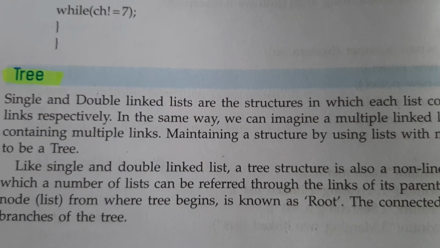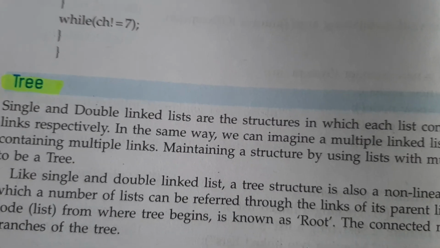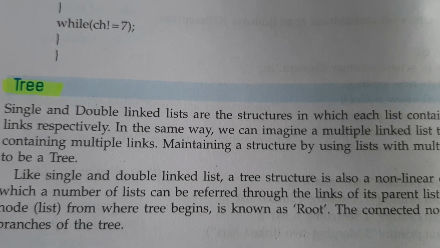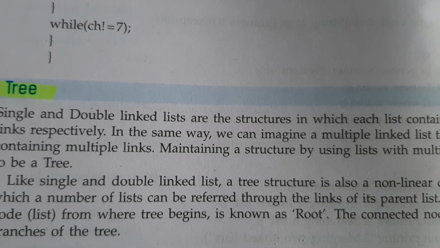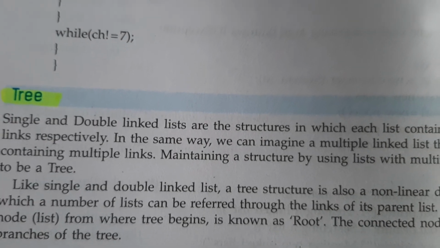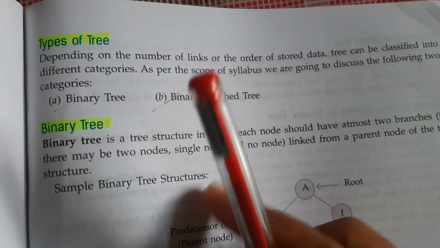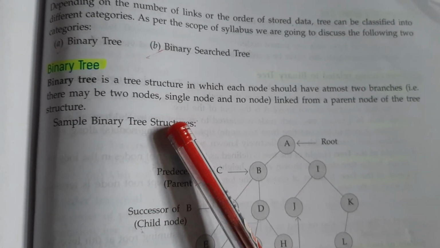How do you define a tree? A tree can be a single or double linked list, and it contains a number of links linking with each other. Those are the two types we have learned, single and double linked list. So this is called a tree, and trees are of two types: binary tree and binary search tree. Today we will see what a binary tree is.